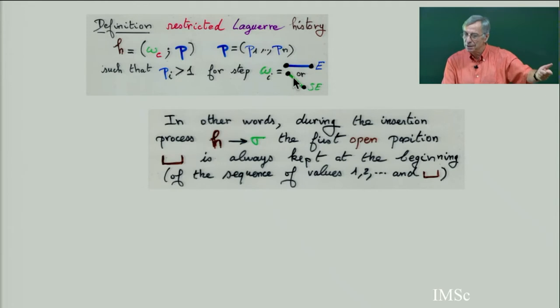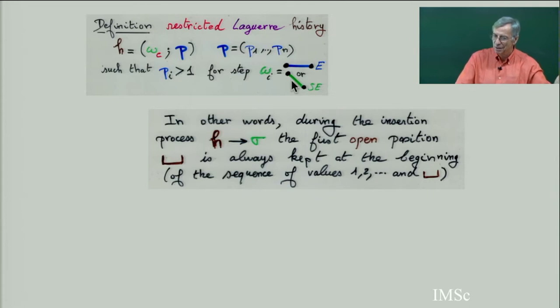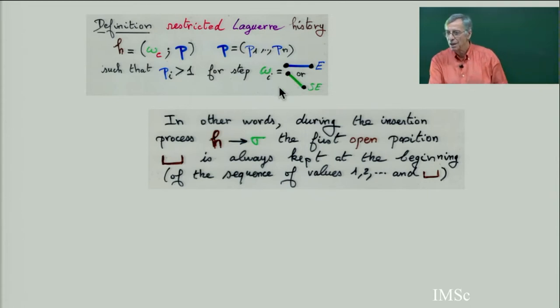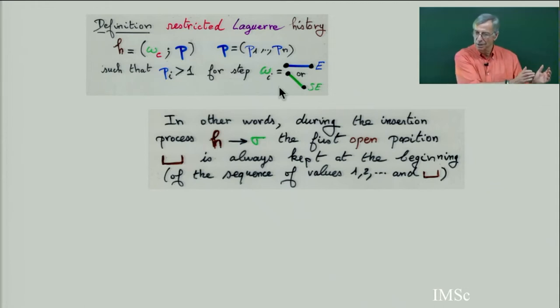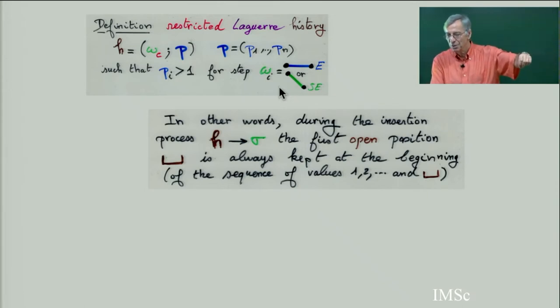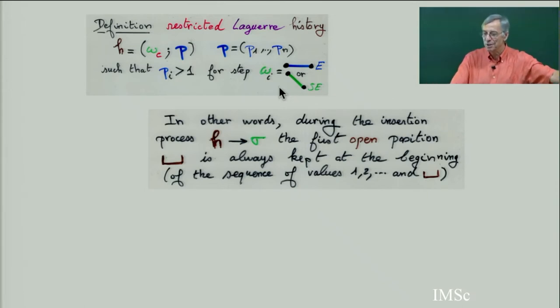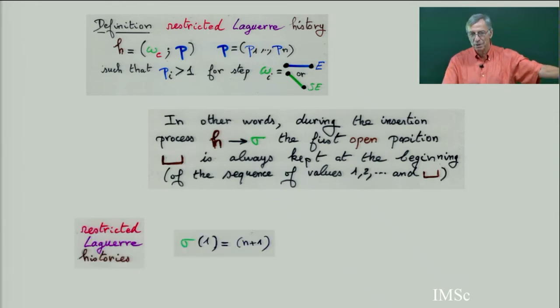If you do the other steps, the red east step and the northeast, automatically they open a free cell on the left. So in other words, it's a Laguerre history, and I start from a free cell, but I always keep a free cell on the left. When I read my word, there is always a free cell on the left. So at the end, when I have to put n plus 1 on the free cell, the n plus 1 will be the first element, which means that the number of such restricted Laguerre histories is n factorial.